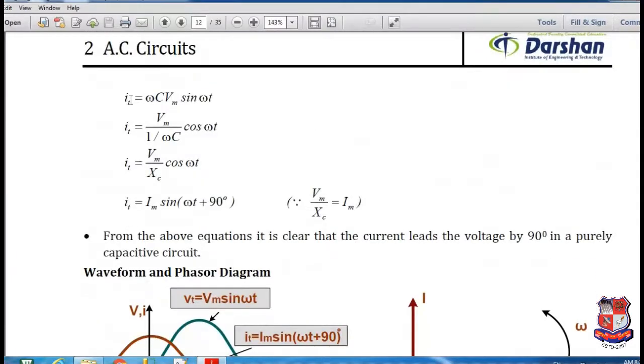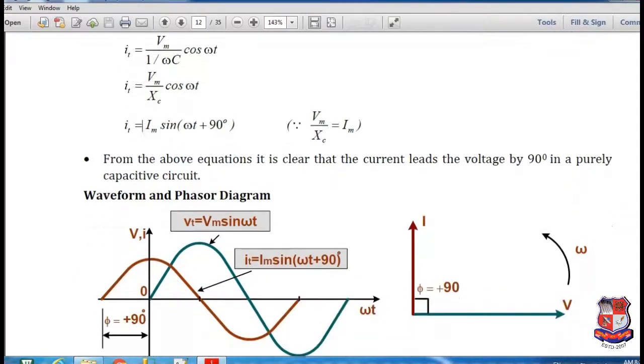Now try to solve the equation, so we get i = omega C Vm cos omega t. Try to rearrange the equation: i = Vm by 1 upon omega C, cos omega t. So i = Vm by Xc cos omega t. So at the end we can say i = Im sin(omega t + 90 degrees), because cos omega t is positive in the second quadrant, so we can write sin(omega t + 90 degrees).